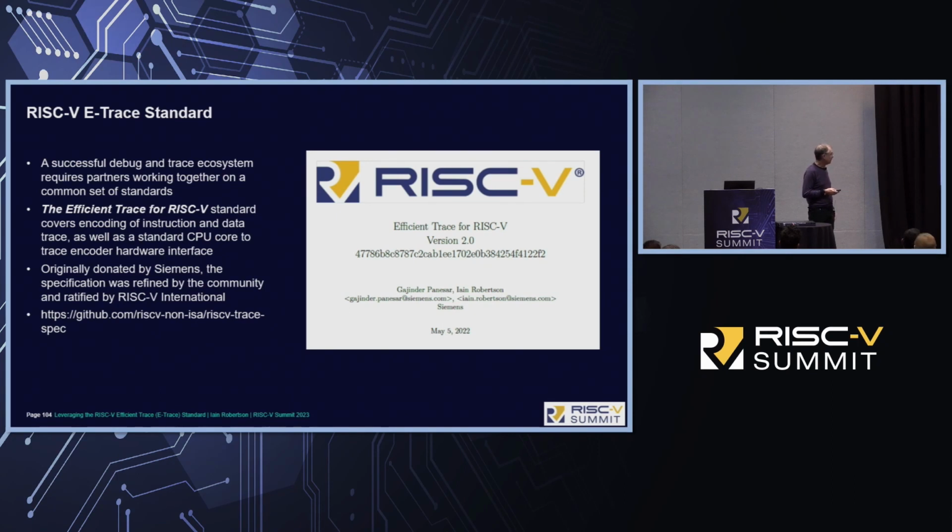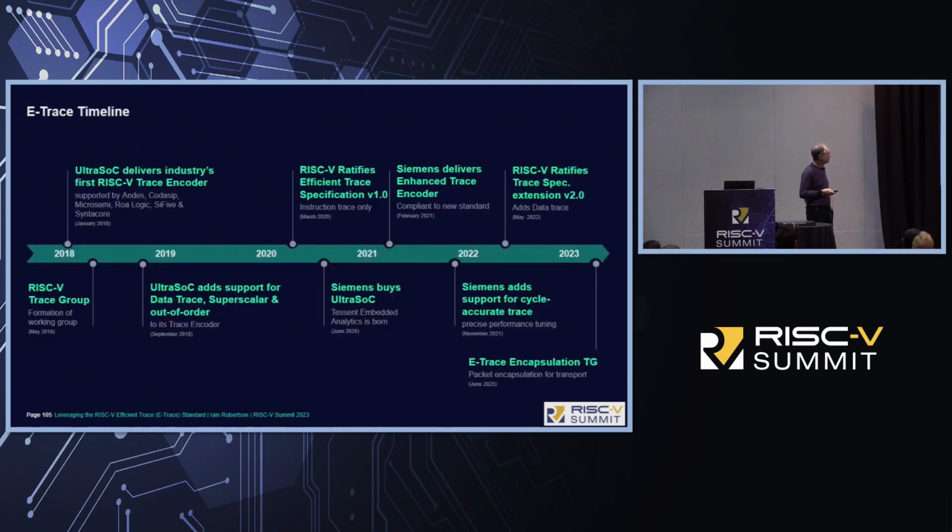And so here we have a timeline. It's just showing some of the history of that. So it starts back in 2018 with UltraSoc developing the first commercially available trace encoder for RISC-V. Shortly after that, the trace working group was formed. And ultimately, that resulted in version 1 of the specification being ratified in 2020. So this includes instruction trace only. Further work resulted in version 2, which was ratified in May of last year. This includes data trace.